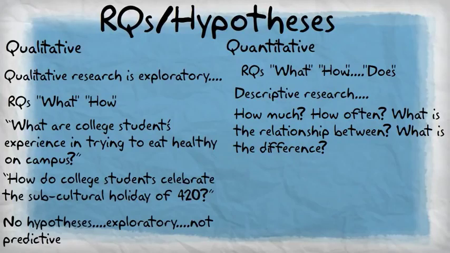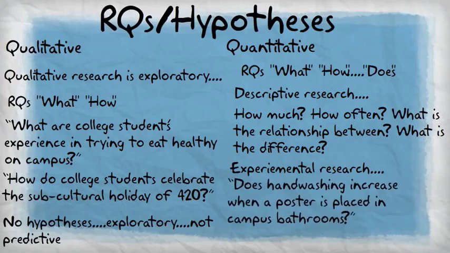In experimental research questions, this is where they might start with the word does, such as, does hand washing increase when a poster is placed in a campus bathroom? Compared to qualitative research, quantitative research does have hypotheses or predictions about what will happen in the study.